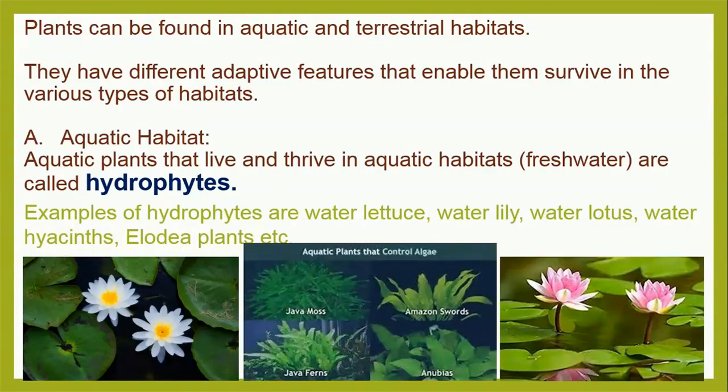The first one here is aquatic habitats. Aquatic plants are plants that live and thrive in aquatic habitats, especially freshwater bodies, and they are referred to or called hydrophytes. What did I say? Hydrophytes. Yes. Now, examples of hydrophytes are water lettuce, water lily, water lotus, water hyacinth, and even elodea plant. All these are examples of hydrophytes or plants that can live and thrive well in aquatic habitats. So these are some images showing these hydrophytes that are common in our environment.